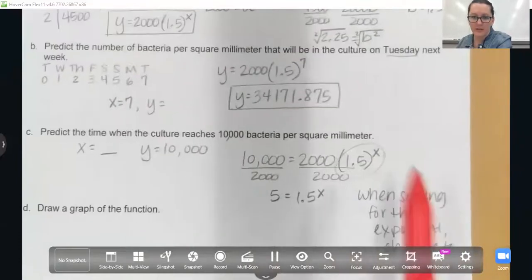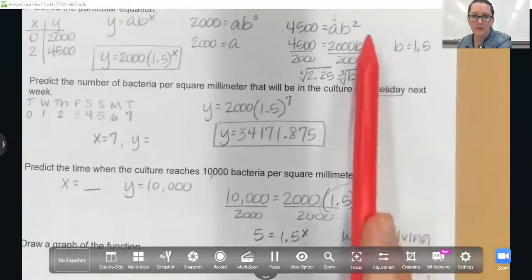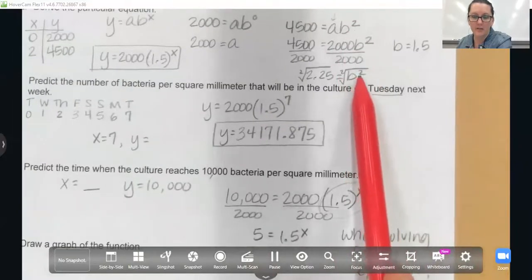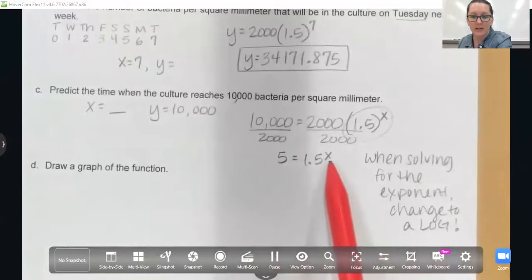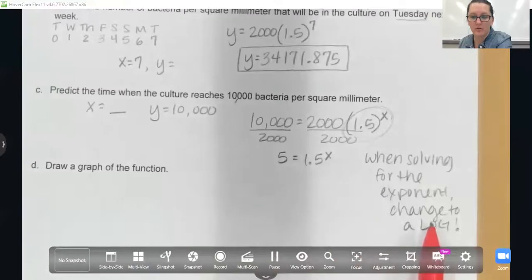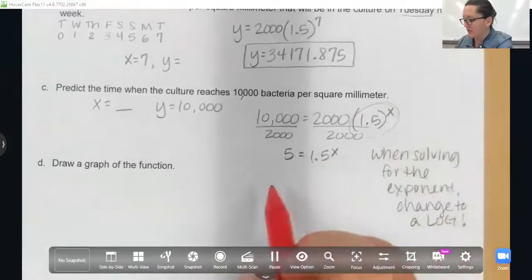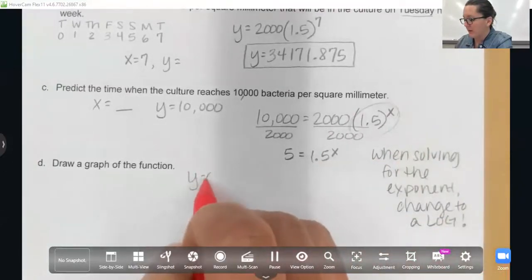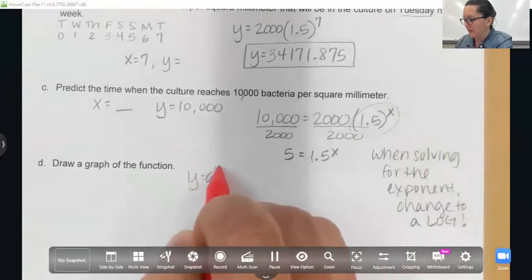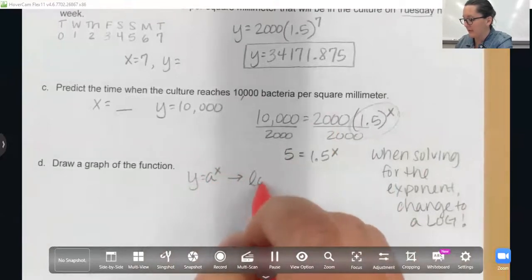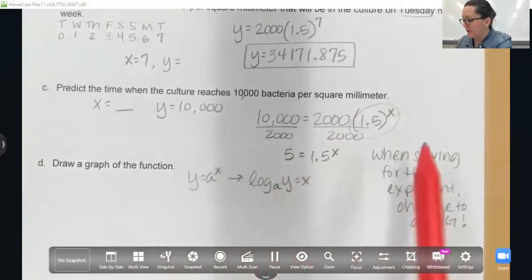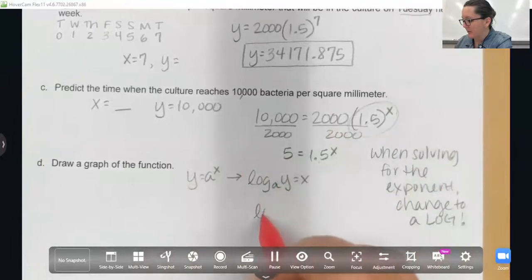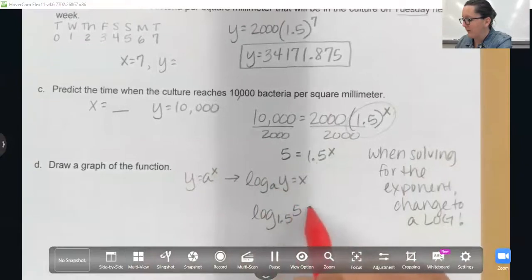Sometimes we get mixed up between here, when I already have the exponent, you take the opposite root of that exponent. And here, when I don't have the exponent, that's when we change it to a log, okay? So when we're solving for the exponent, we change it to a log. So just a reminder, y equals a to the x power, change it to a log by saying log base a of y equals x. All right, so 1.5 is going to be our base, log base 1.5 of 5 equals x.